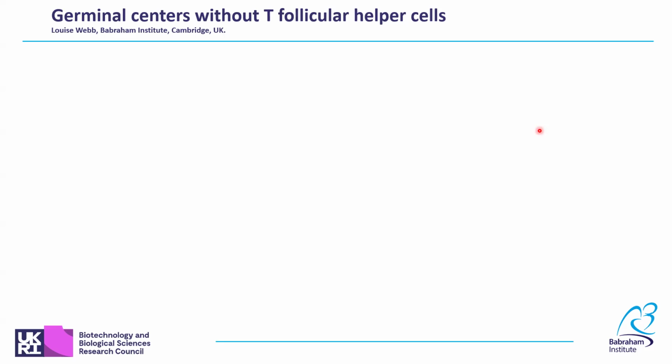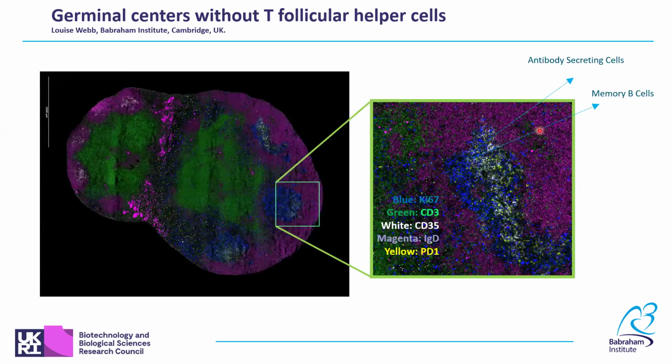The paper centers on the role of TFH cells in the germinal center, and Ava's just done a beautiful job of introducing the germinal center for us. This is an image of a lymph node from a mouse that's been immunized, and I've highlighted the germinal center here. And what you can see is two zones. So we've got the dark zone here, where the B cells are rapidly proliferating, and the light zone, where you will find T cells.